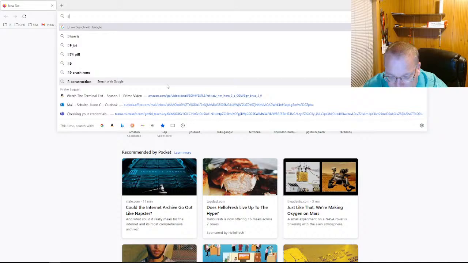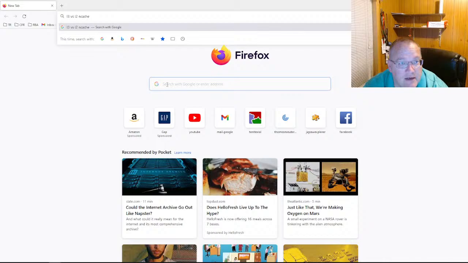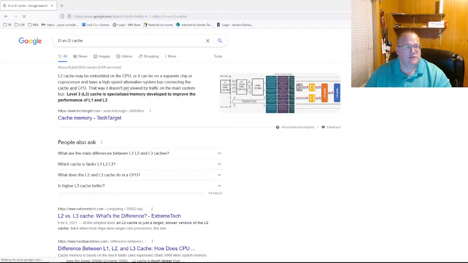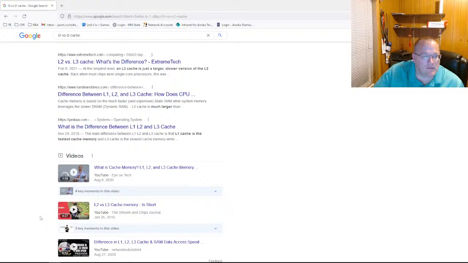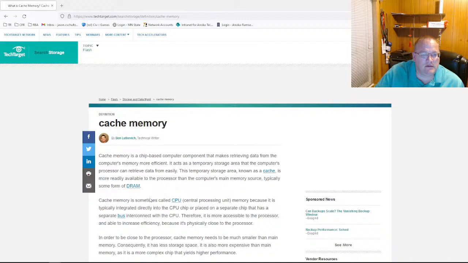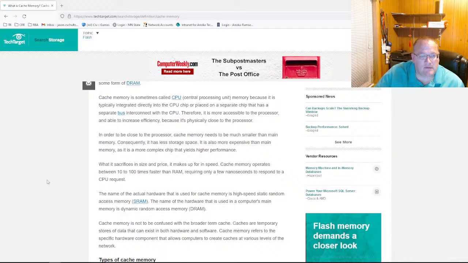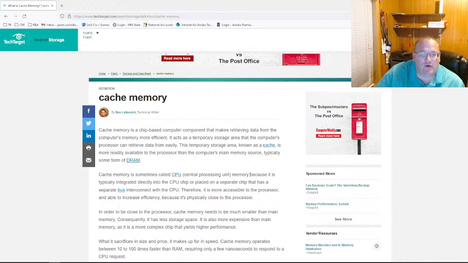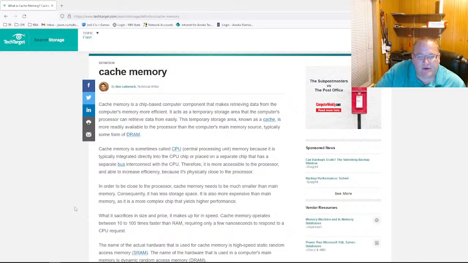L3 versus L2 cache. Cache memory, something to go with CPU memory because it's typically integrated directly into the CPU. That's actually great. This is a nice little article to read. This is a great article.